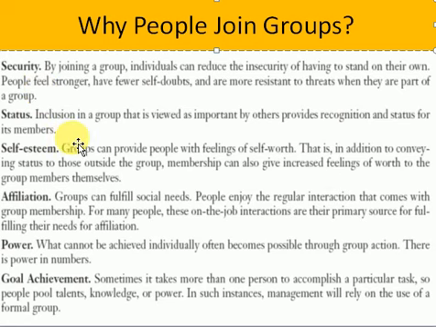Inclusion in a group that is viewed as important by others provides recognition for its members.